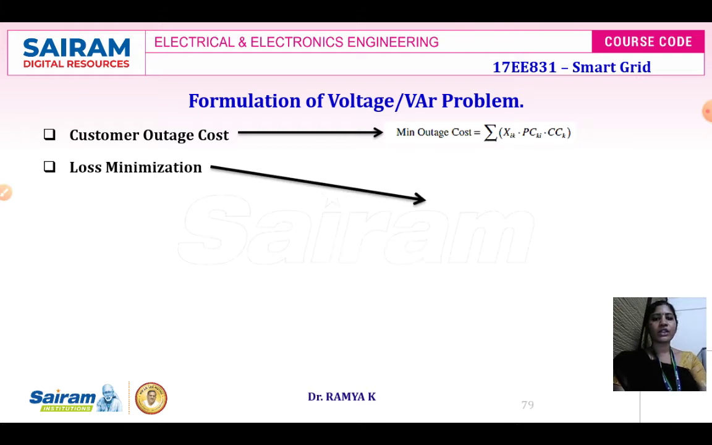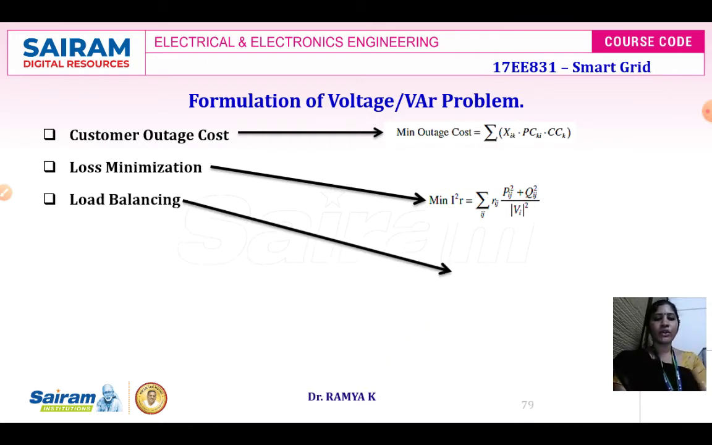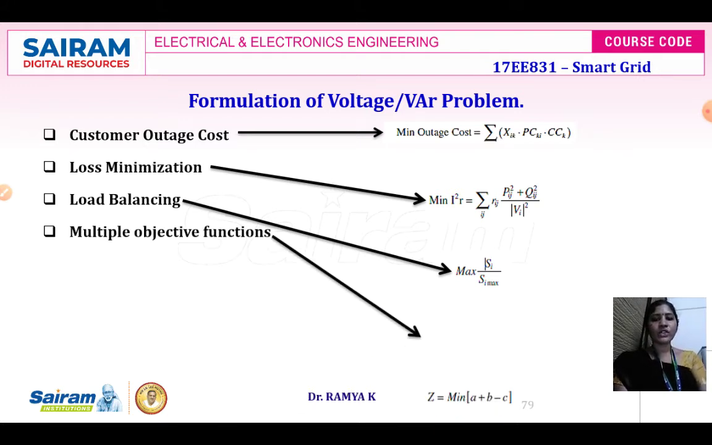Next, loss minimization. So for loss minimization, what should be the I square R loss? It should be minimum, and we have to take into account the real power and reactive power with respect to the voltage. Next is going to be your load balancing. For load balancing, the maximum value of your load, that is S, represents your N to be the number of buses, Pi and Qi is going to be the power transfer at the ith bus and jth bus in per unit, Vi is going to be the voltage of bus i. And when you consider your multiple objective function, it is going to be Z is equal to minimum of A, B, C.